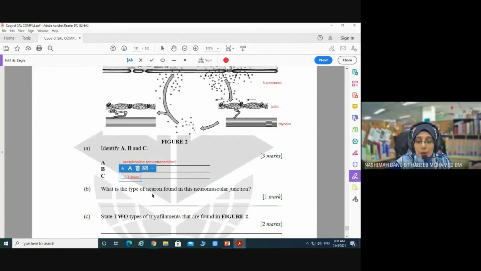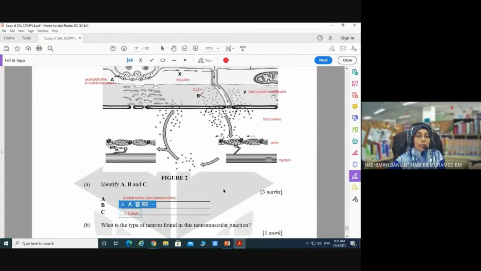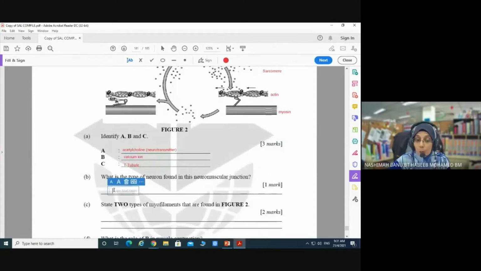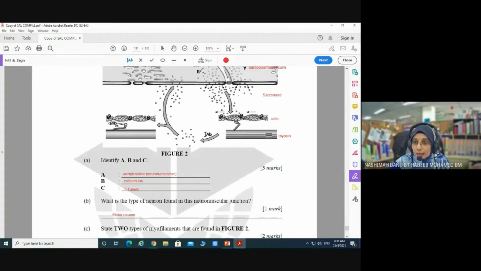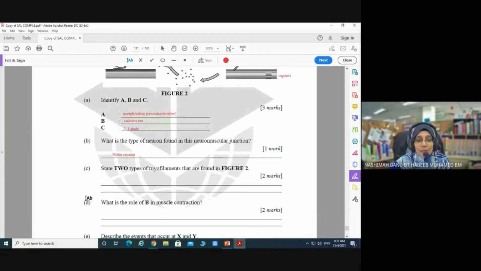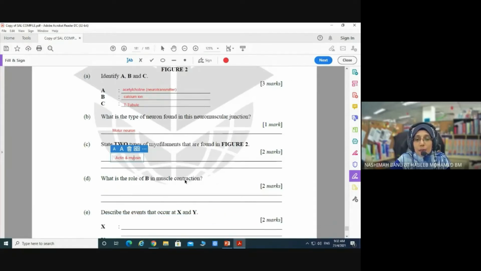Alright, what is the type of neuron found in this neuromuscular junction? If you recall when we were discussing coordination, even though we have 3 neurons, we are focused on the motor neuron. So that's the answer. Your answer will be the motor neuron. Okay, name the two types of myofilament. Can you recall what is meant by myofilament here? Yes, whatever is located in our sarcomere, which undergoes the sliding filament theory. So we have actin and also myosin. Alright, done.